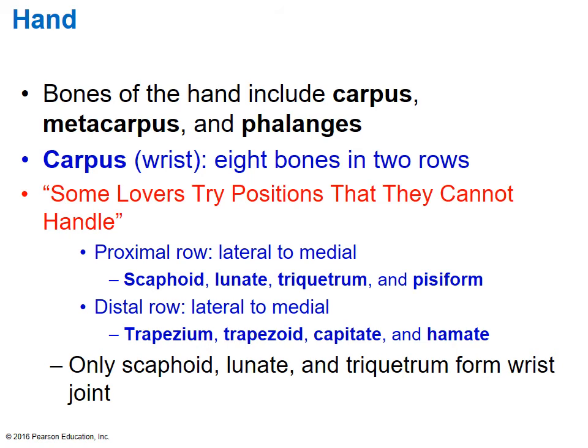Now, for your exam, you want to be able to distinguish which bones belong to the proximal row and which belong to the distal row. You also definitely want to know their order from lateral to medial for each section. So that's why I included that sentence, some lovers try positions that they cannot handle, to make it a little bit catchy and easier to remember.